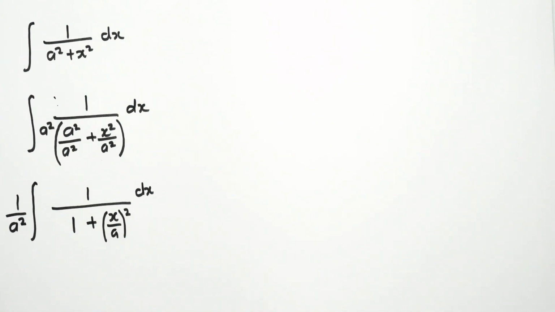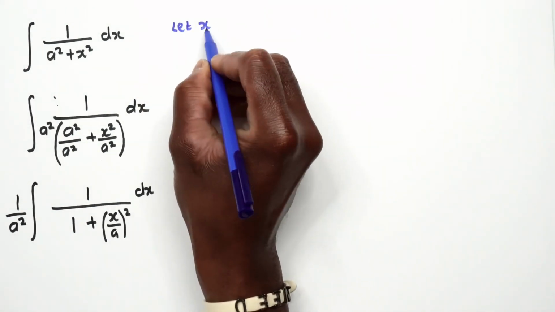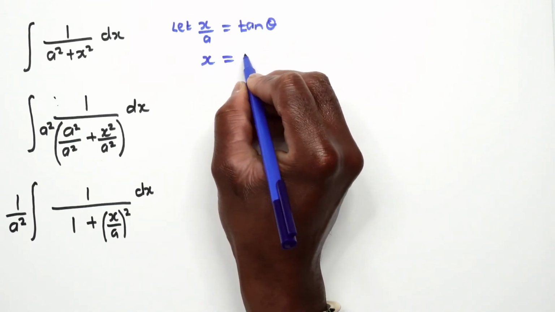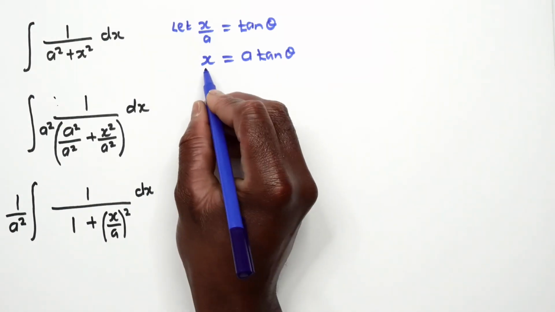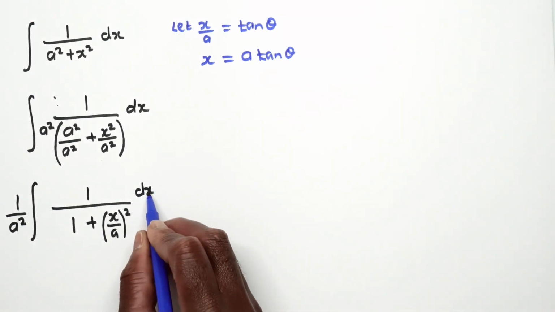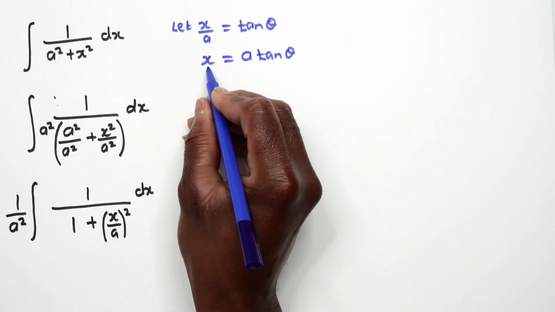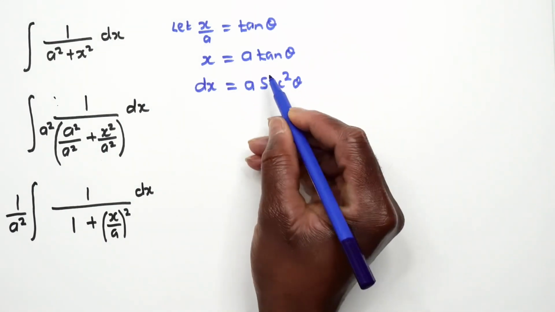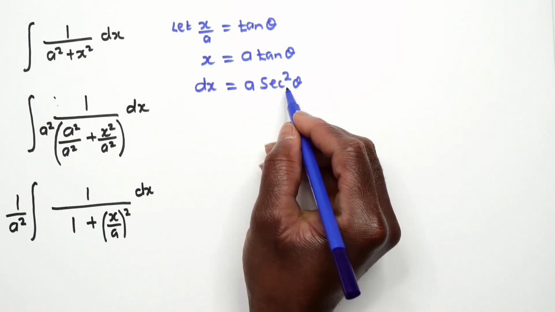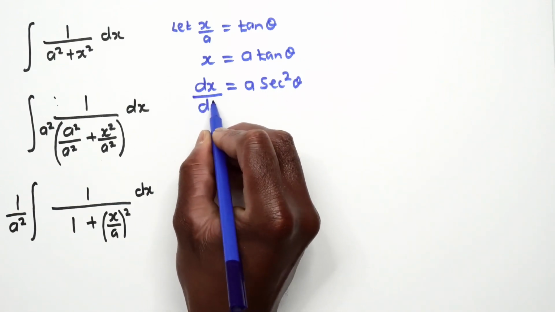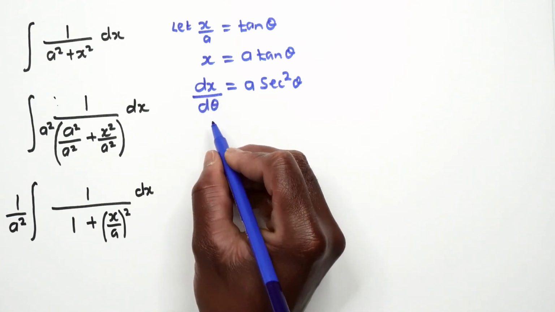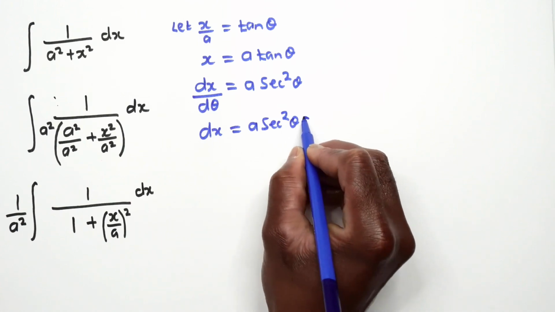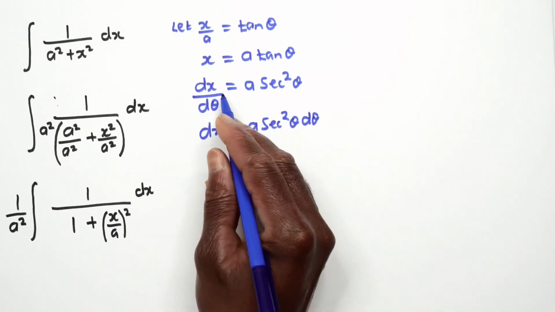Now I need to do a substitution. Let x over a equal tan theta. Therefore x equals a tan theta. I need to differentiate this because I want to replace dx. If I differentiate tan theta, I get sec squared theta. So dx over d theta equals a sec squared theta. I need to make dx the subject, so dx equals a sec squared theta d theta, multiplying both sides by d theta.